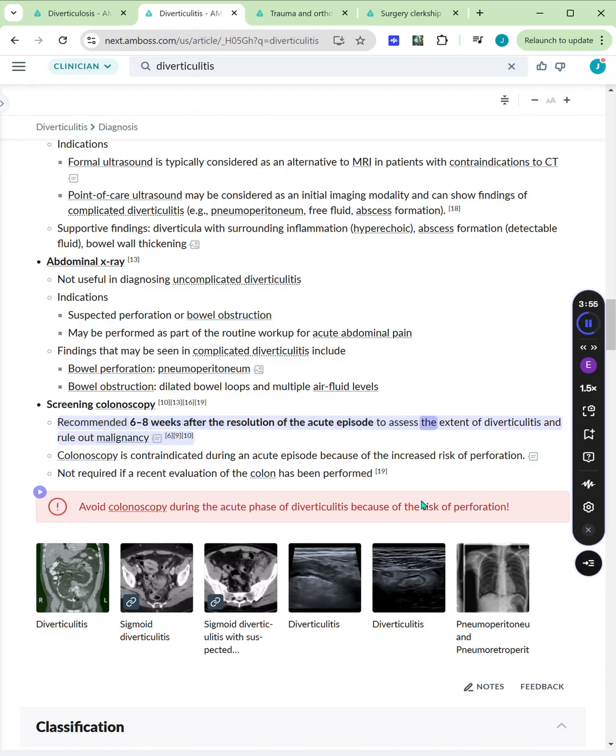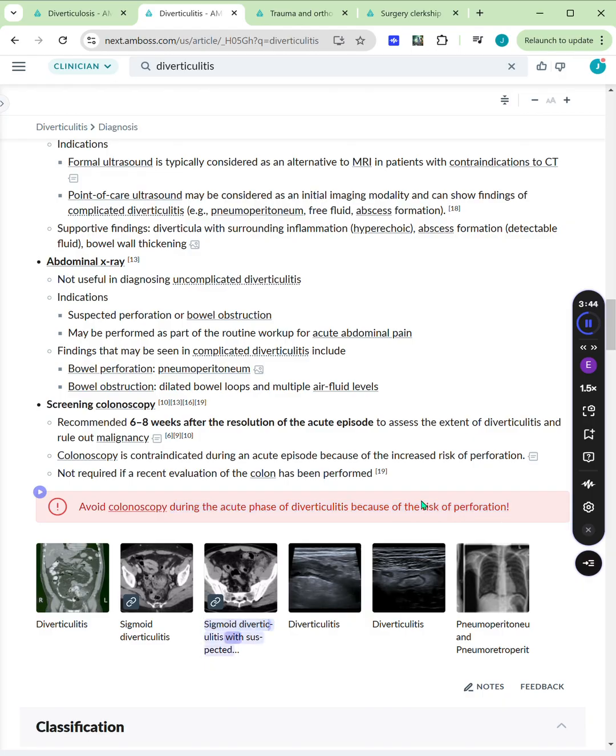Screening colonoscopy. Recommended 6-8 weeks after the resolution of the acute episode to assess the extent of diverticulosis and rule out malignancy. Colonoscopy is contraindicated during an acute episode because of the increased risk of perforation. Not required if a recent evaluation of the colon has been performed. Avoid colonoscopy during the acute phase of diverticulitis because of the risk of perforation.